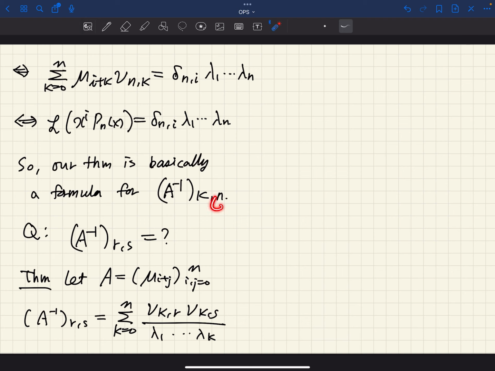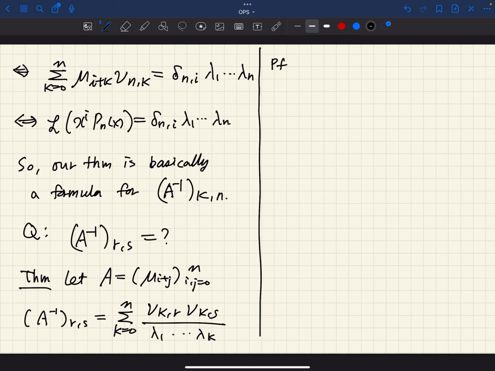So if s equals n, what happens? If s equals n, then k must be greater than or equal to n, otherwise this element will be 0. So in the sum, we have only one non-zero term. k must be n. This is n, and this is n, so this disappears. That's exactly the formula that we obtained before. So it's a generalization of that. And I'm going to just give you a proof of this.